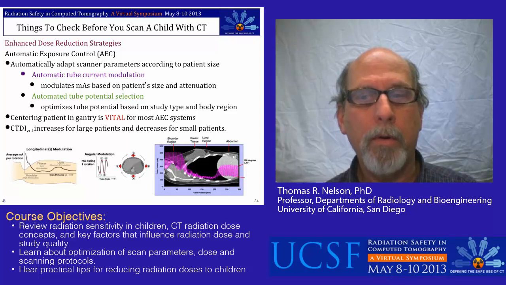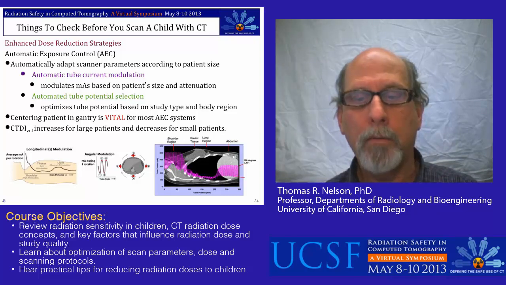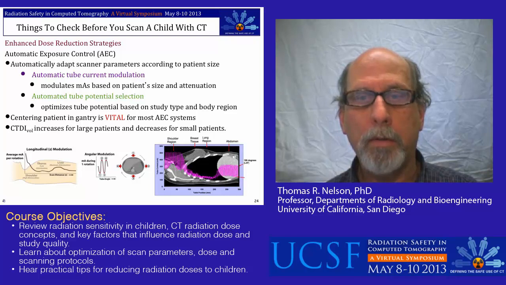As mentioned, it's very important to position the patient at the center of rotation, as is shown in the upper right-hand image. The lower left-hand image shows the patient below the center of rotation, in which case the localizer image will show a smaller patient than is actually present. Conversely, if the patient is above the center of rotation, a larger patient than is present will be used for the calculation of the AEC parameters. So it's essential to center the patient.